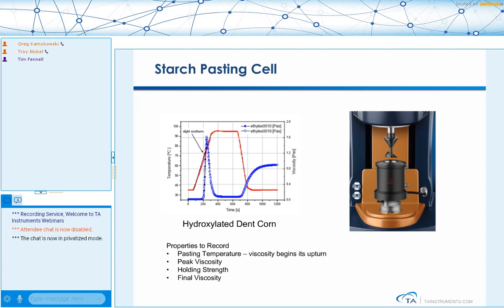So here we've shown the starch pasting graph for the hydroxylated dent corn, and we'll note things like what's the pasting temperature, which is where the viscosity begins to go up, which is going to be at about 200 seconds here. We note the peak viscosity. We note the holding strength, which would be the viscosity when we're at the high temperatures. And then after we cool the material down, we'll record the final viscosity of our starch mixture.